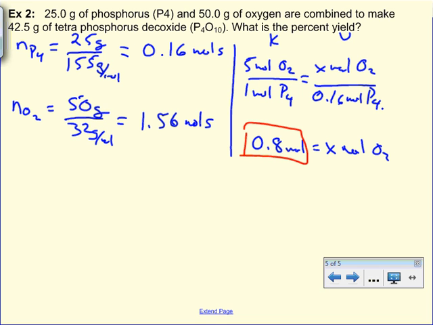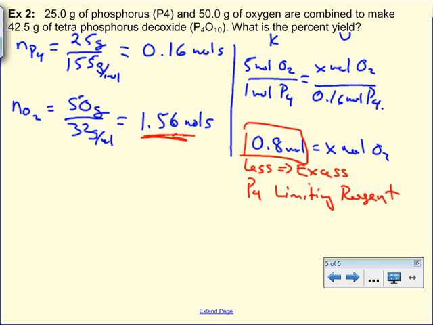Well, I have way more than that. I actually have 1.56. So this is less than what I have, therefore it is in excess. And P4 is my limiting reagent. So, because P4 is my limiting reagent, that is the mole quantity I'm going to use to try and figure out my theoretical yield.